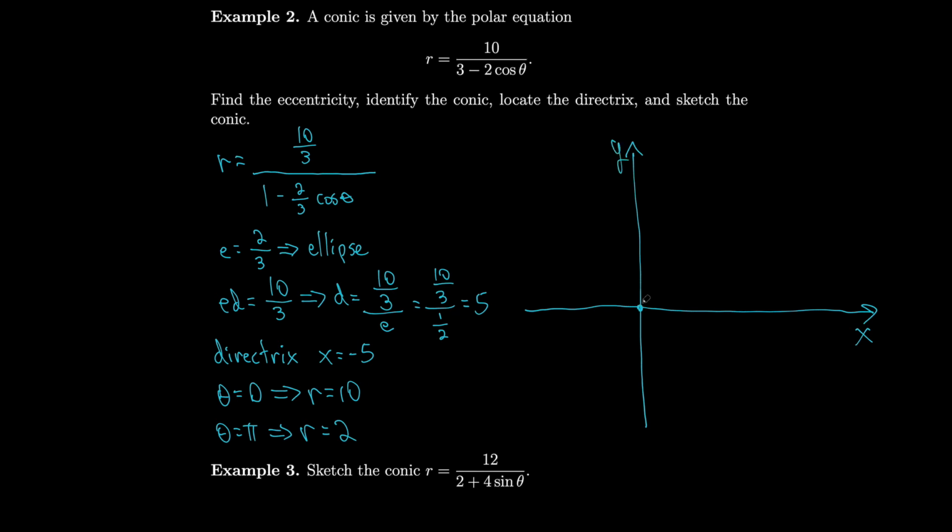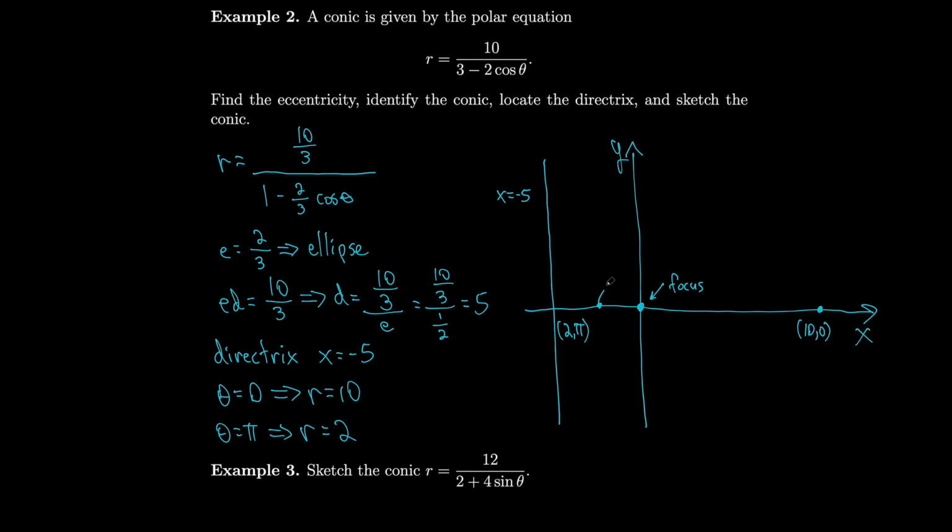So we put our focus at the origin, and we put one vertex at 10, 0. And we put the other vertex at 2 pi because we're in polar coordinates. And our directrix is at x equals minus 5. So we get this rough looking ellipse.